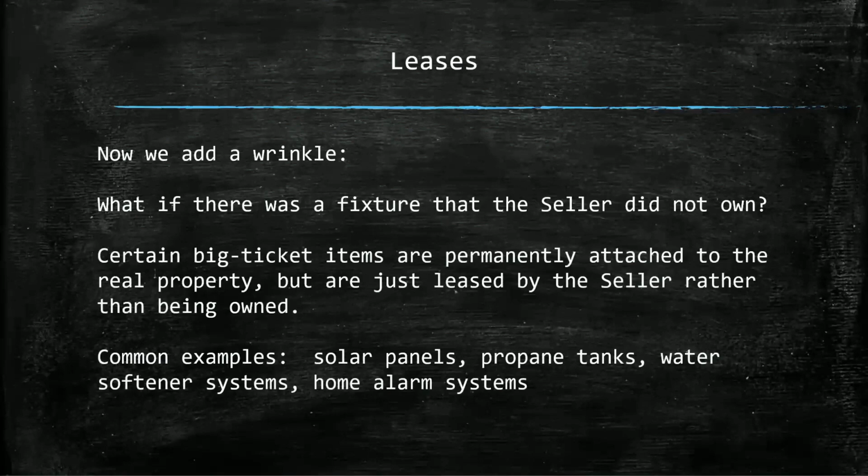Certain big ticket items are permanently attached to the real property, but instead of the seller owning them outright, the seller just leases them. And some common examples are solar panels, propane tanks, water softener systems, home alarm systems, the panel that's on the wall. Oftentimes, those are not owned by the homeowner. They're leased from the alarm company.